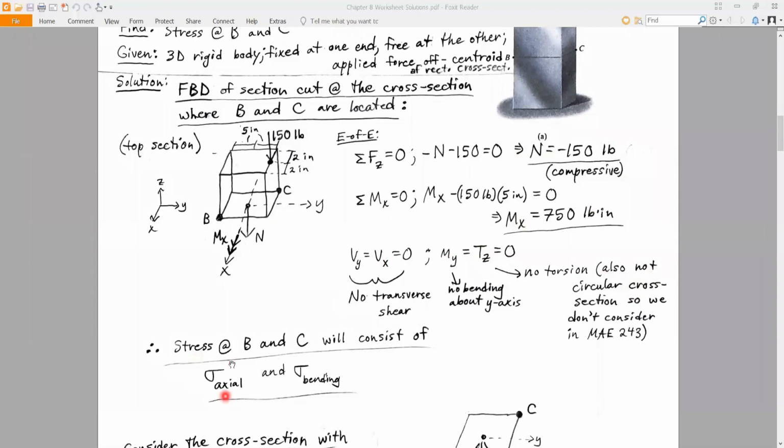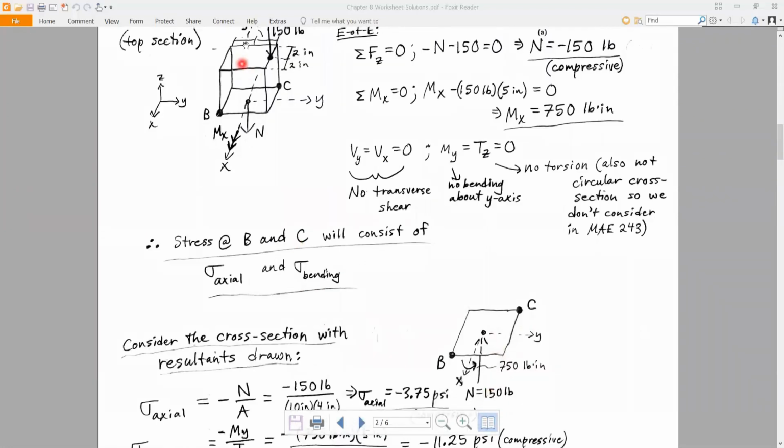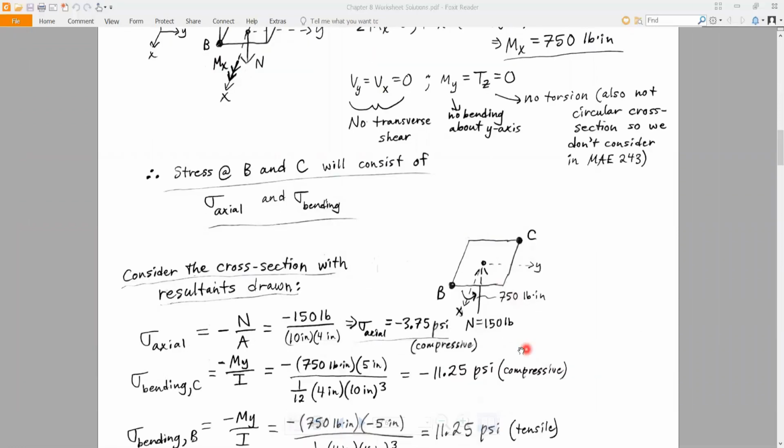All right, so what happens if we have a normal force and a moment? Well, we're going to have normal stress due to that axial normal force and normal stress due to that bending moment. And we'll have to look at both B and C to see what happens. So we'll look at the cross-section. This is drawing it from the same way we had, but just getting rid of all this extra volume that we don't really have to look at. So B is still down here, C is up here.